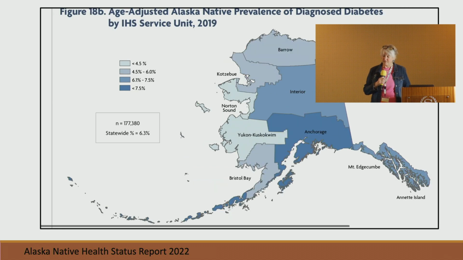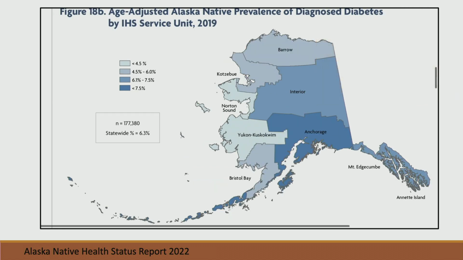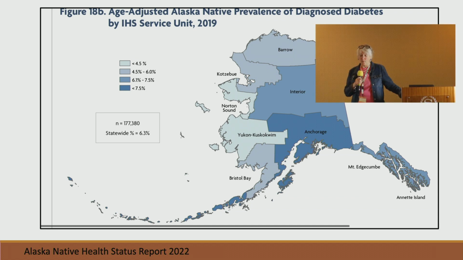But if we go to the next slide and look at the rates of diabetes, this reflects a little bit of my statement earlier about obesity and diabetes and the correlation. Here we see the Anchorage service area, which is the biggest population, has the highest level. Next is the interior, which is Fairbanks, clearly. And then the outlying areas, especially the YK and Norton Sound, have the lowest rates of diabetes.